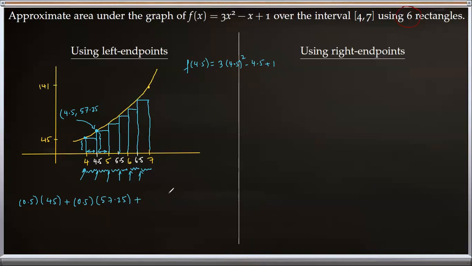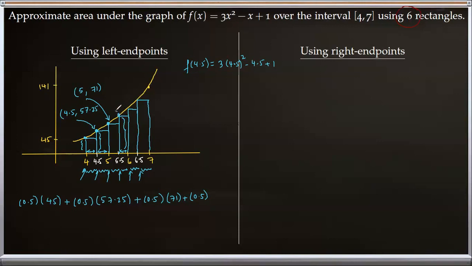Plus, for the next rectangle, we again have width 0.5 times the height, which will be the y value at 5. We calculated that in our previous example, and we got that to be 71. So the height of the third rectangle is 71, plus, now for the fourth rectangle, the width is still 0.5 and the height will be the y value at 5.5.